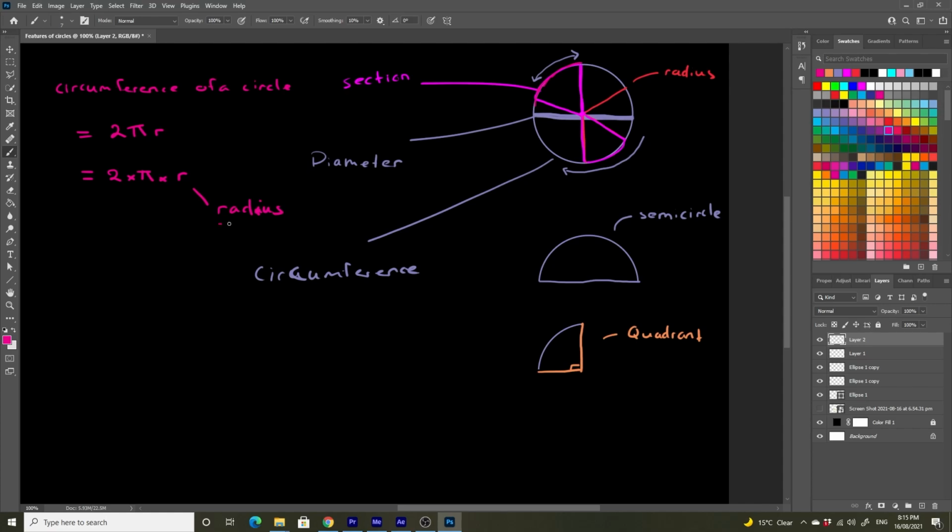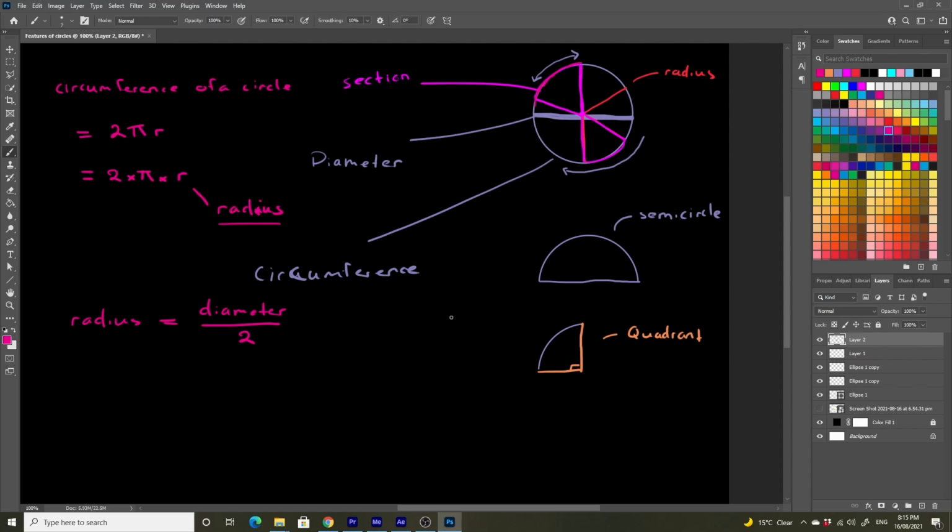R is our radius. So in order to find the circumference of a circle, we need to know the radius. It's important to note that the radius is also equal to half of the diameter. So radius equals the diameter over 2.